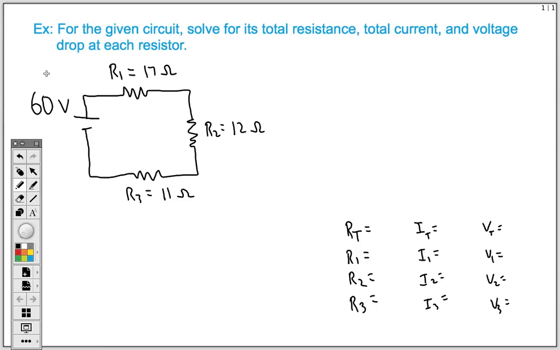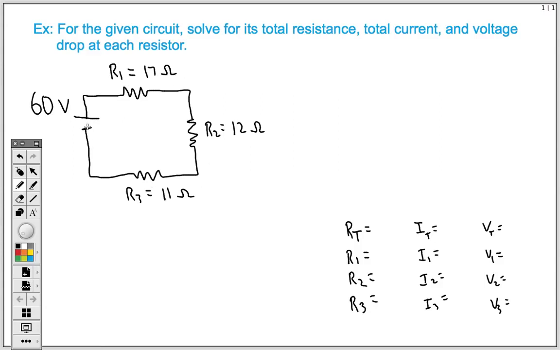Before we begin though, with these series circuits, a quick review here with our circuit diagram. How do we know that this is a series circuit? Well, if you recall, in a series circuit, the electricity only has one path that it can follow. As we take a look at this circuit diagram, we can see that the electricity only has one path to follow.